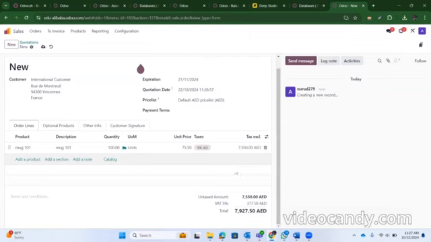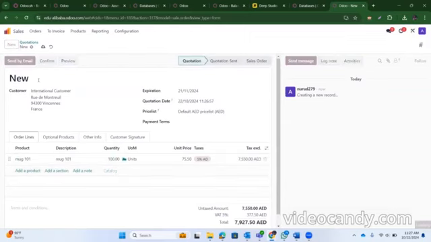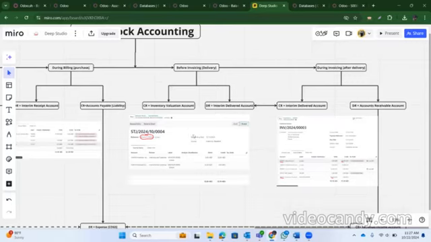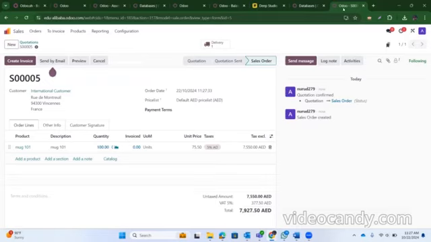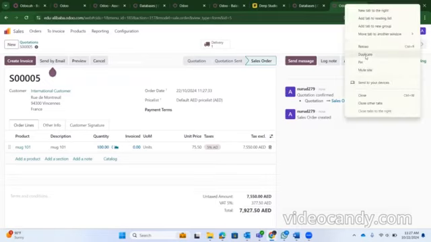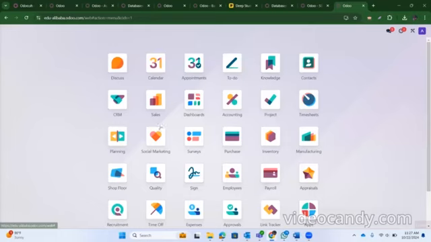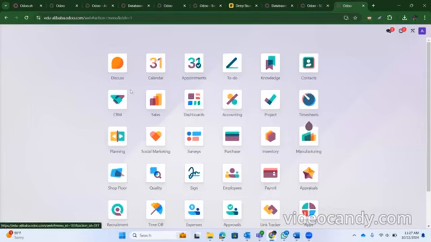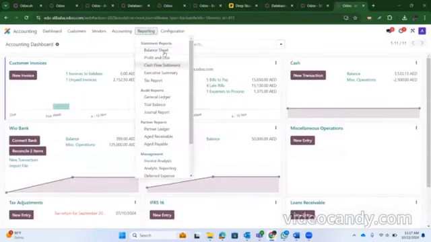Now we have 7,550. We'll confirm this, and a smart pattern is generated for delivery. So this is exactly what we are saying, that before invoicing, this is what happens. It means that if we go to our balance sheet, we are expected to see some corresponding transactions in the balance sheet or something like that. So let's see what happens in our balance sheet at this moment.